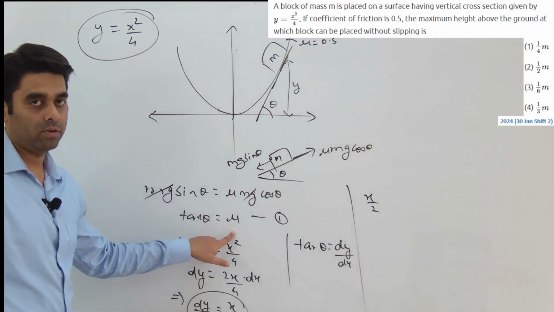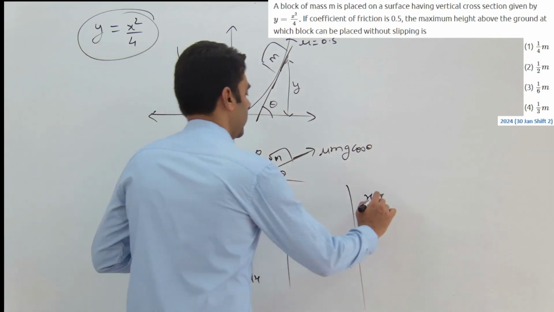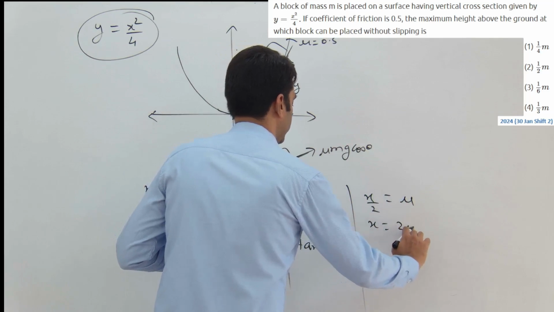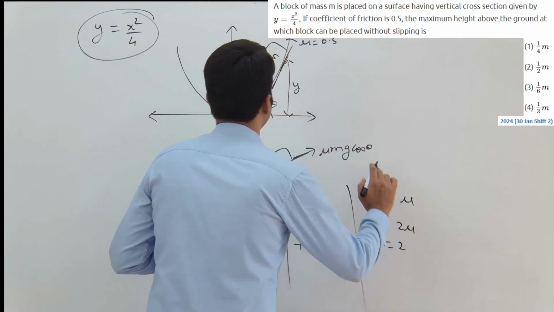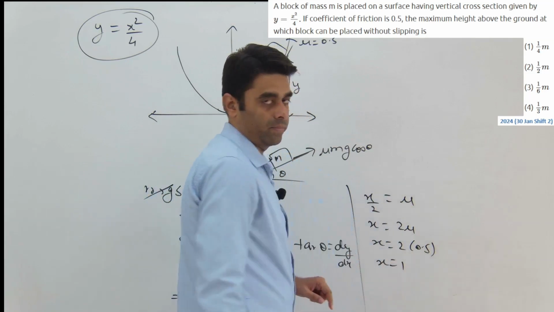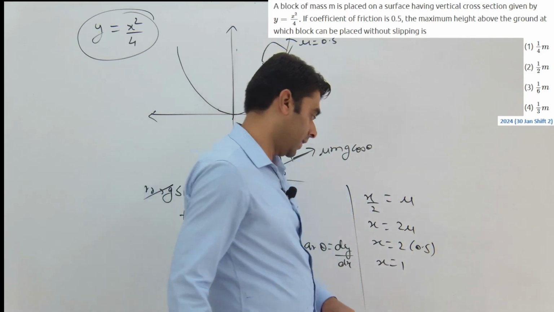From our balancing of the forces, we got mu. So x by 2 is equal to mu. That implies x is equal to 2 mu. X is equal to 2 into mu. Mu value is 0.5, so x is equal to 1. The x value we got is 1.